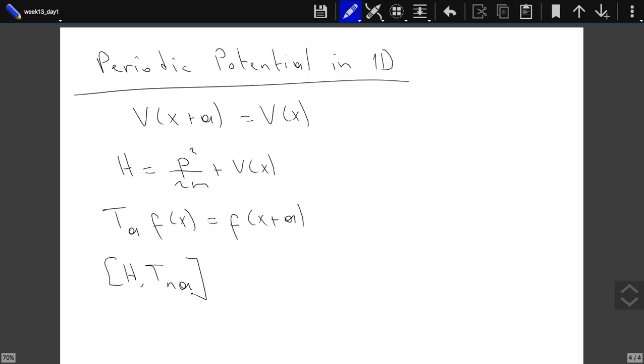Now in fact not just a single A, you can define T of n times A to be equal to T_A to the power n, and T of minus A. T_A to the minus 1 is equal to T of minus A. So what would we expect this commutator to be? Zero. Does the Hamiltonian change if we translate our system by A? Nothing changes.